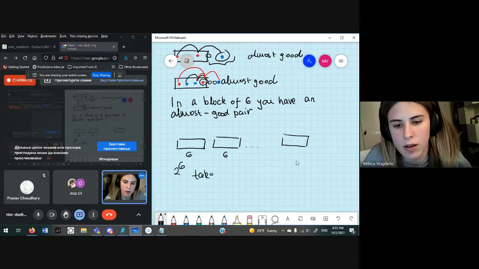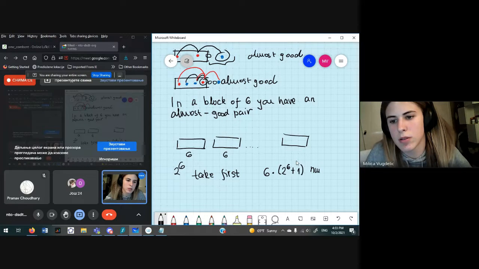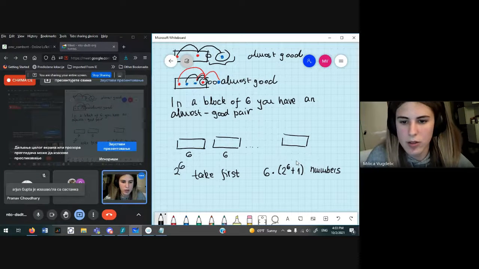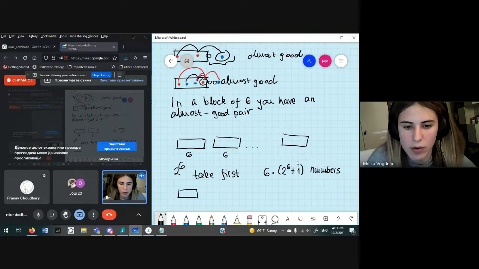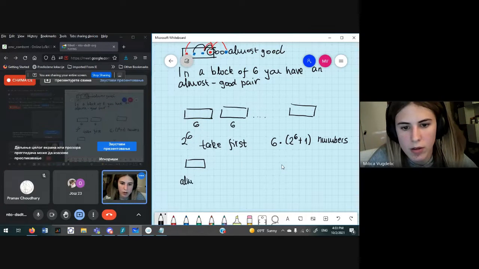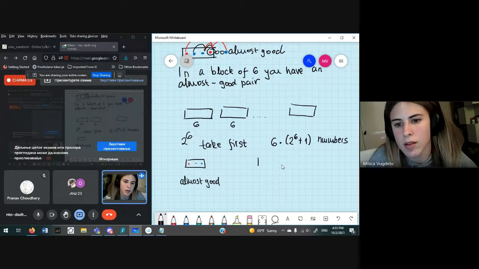Take the first 6 times 2 to the 6 plus 1 numbers. So as I said, we're getting worse and worse. So we have one almost good pair, which looks like this. It has something like this, and another one here.